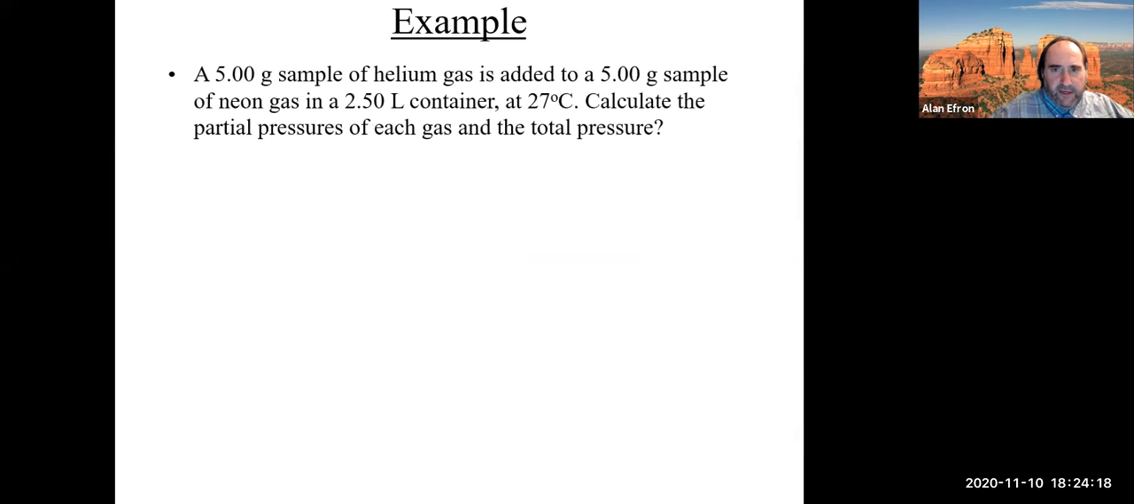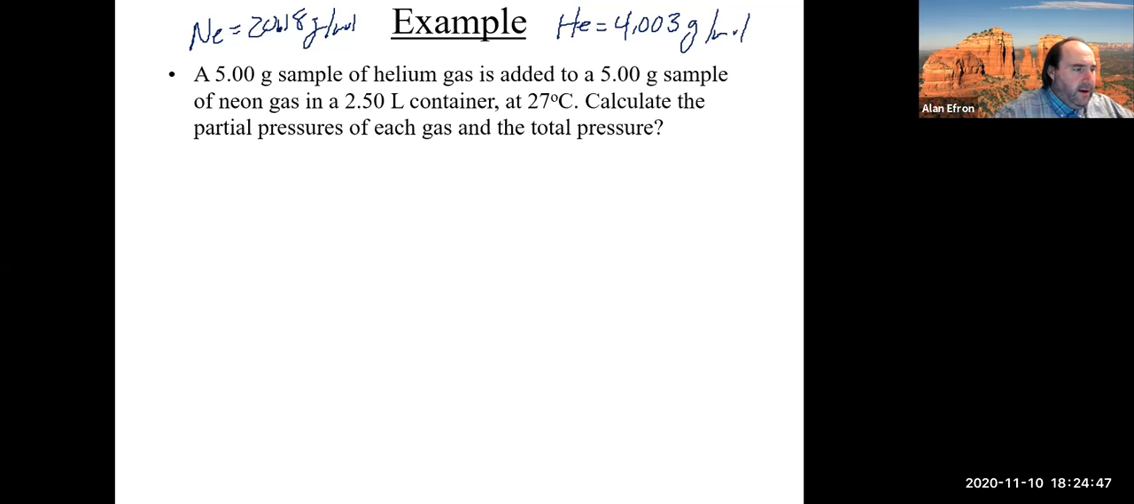All right, so why don't you try one here? 5 grams of helium added to 5 grams of neon in a 2.5 liter container at 27 degrees Celsius. Calculate the partial pressures of each gas and also calculate the total pressure. So helium is 4.003 grams per mole. Neon is 20.18 grams per mole. All right, take a couple minutes, see what you come up with. Should have 3 answers, 2 partial pressures, and a total pressure.